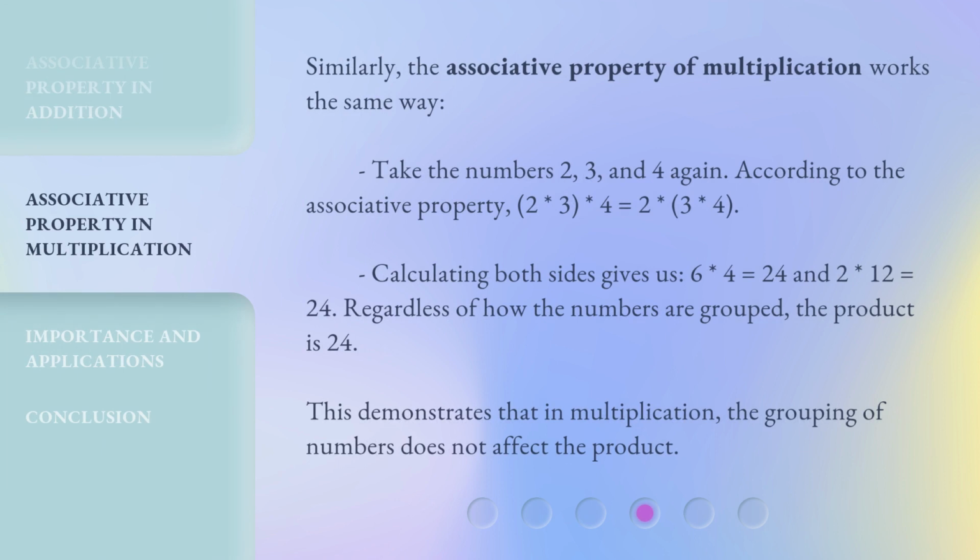Similarly, the associative property of multiplication works the same way. Take the numbers 2, 3, and 4 again. According to the associative property, (2 * 3) * 4 equals 2 * (3 * 4). Calculating both sides gives us 6 times 4 equals 24 and 2 times 12 equals 24. Regardless of how the numbers are grouped, the product is 24. This demonstrates that in multiplication, the grouping of numbers does not affect the product.